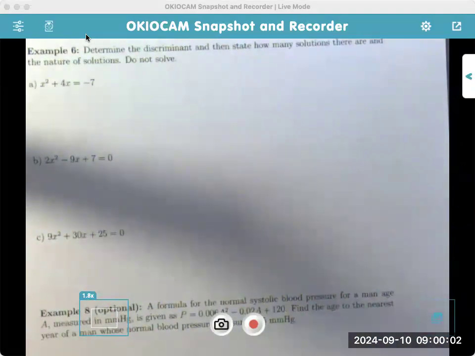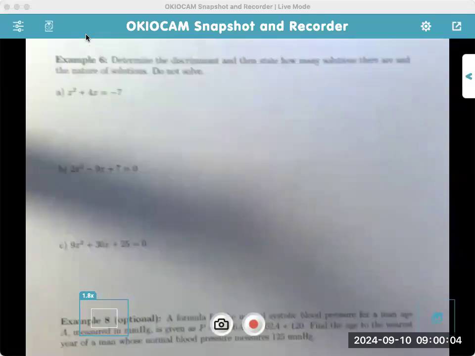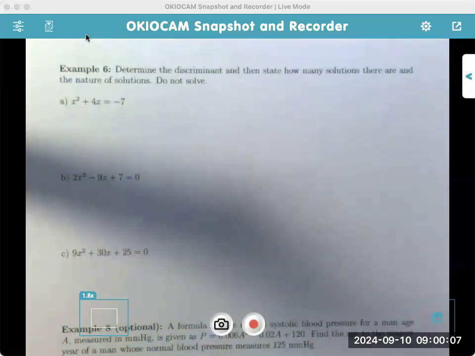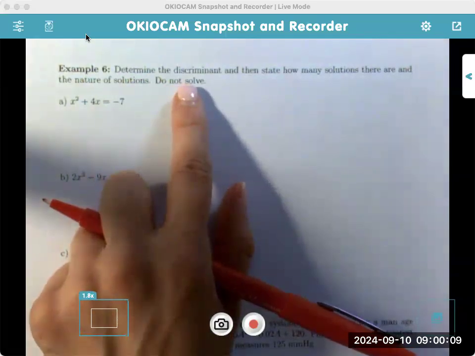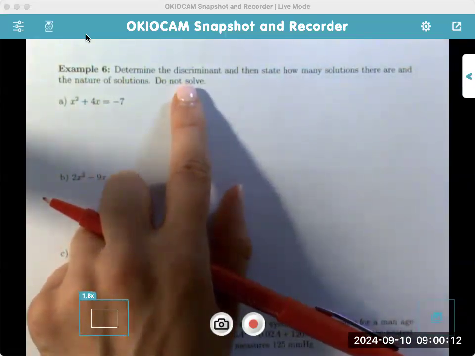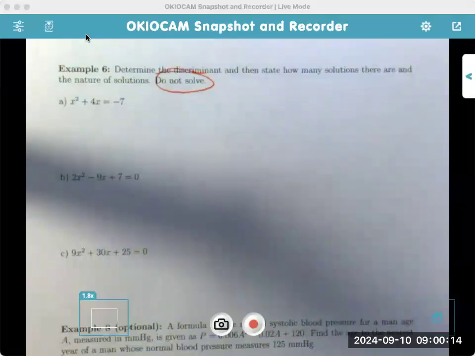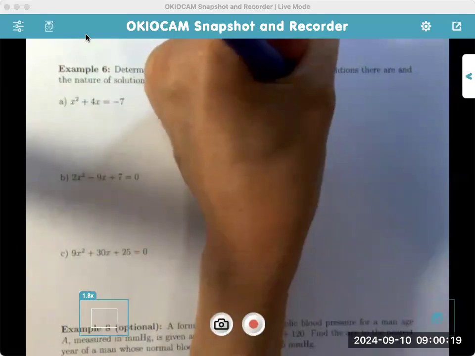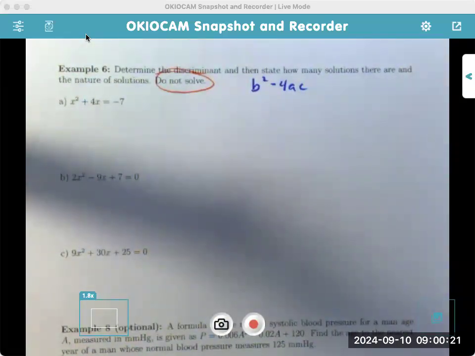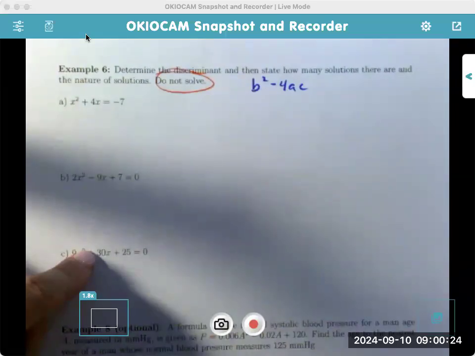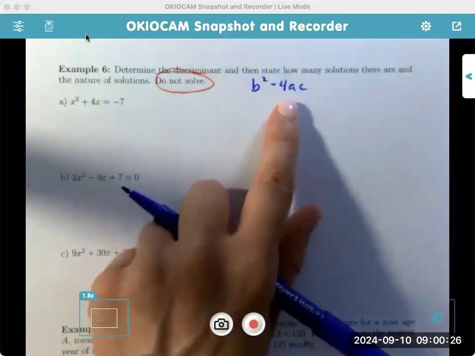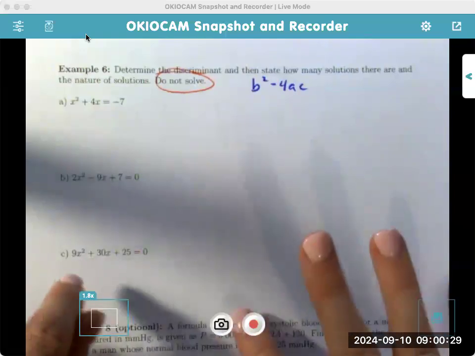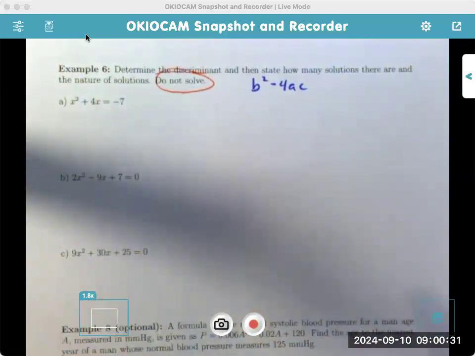So let's look at a few examples. Okay, so we're just determining the discriminant and then stating how many solutions there are and the nature of the solutions. We are not solving. Keep in mind the discriminant is just b squared minus 4ac. So first we want to set everything equal to 0 if it's not already. And then we just pop it in here and we just want to know, is it positive, 0, or negative? So pause the video and I want you to try on your own.